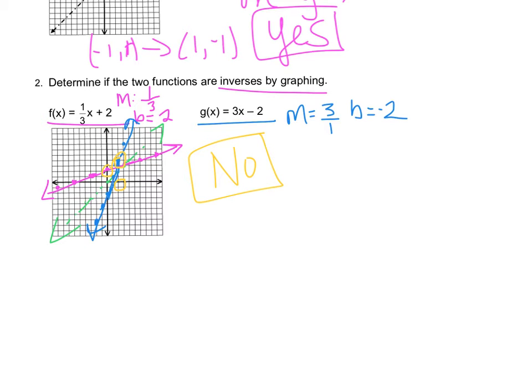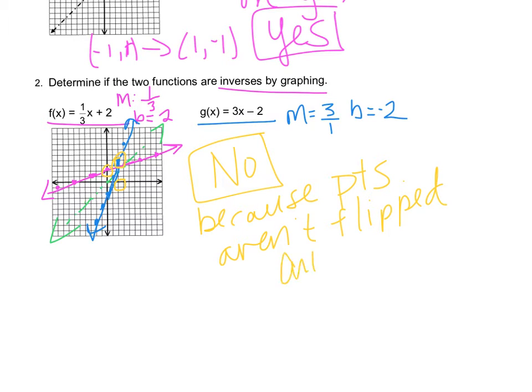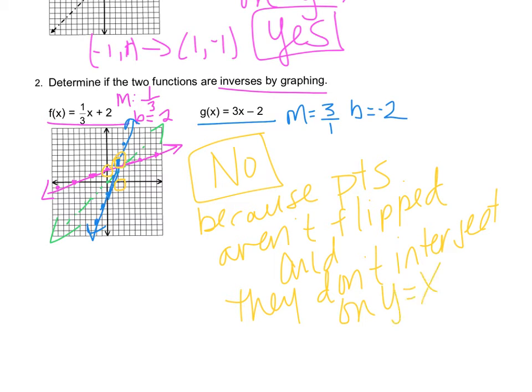If you want to write down why: because the points aren't flipped, and also they don't intersect on your reflection line, which is y equals x. Okay, so that's how graphically we can determine if two functions are inverses of each other. Let's look at the back.